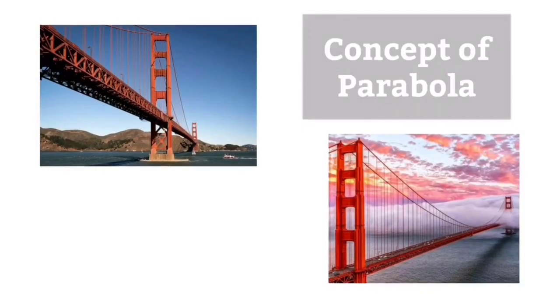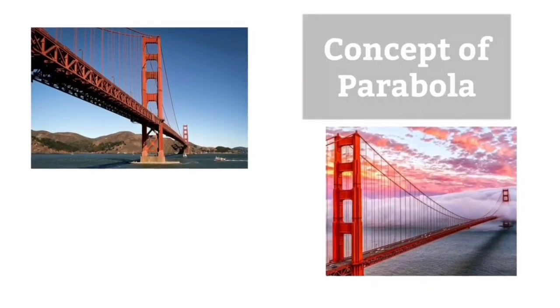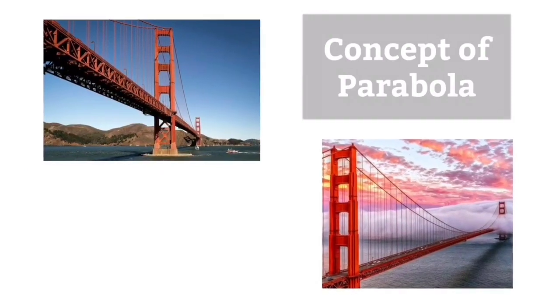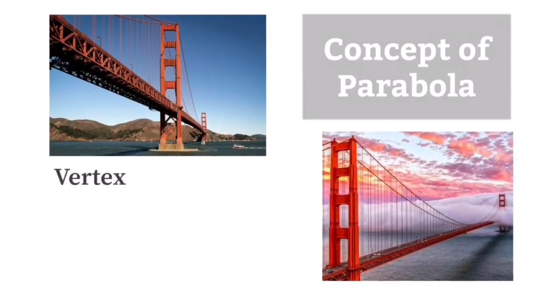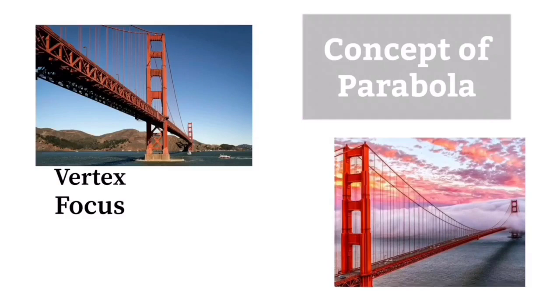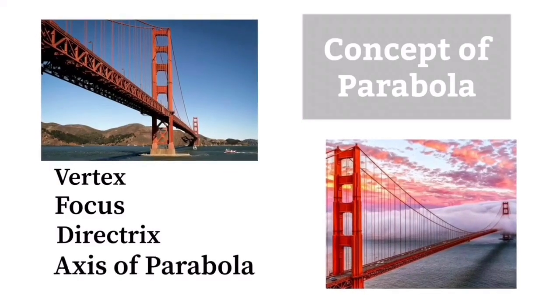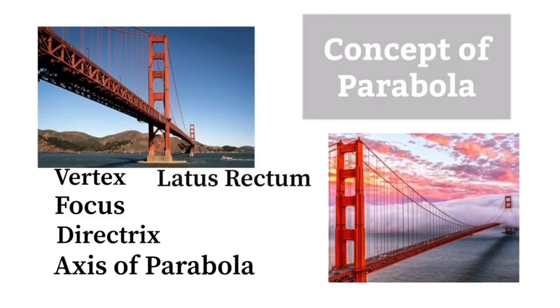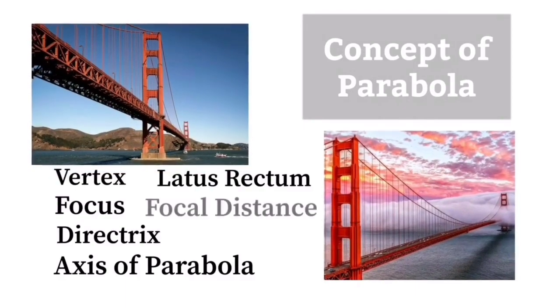For the concept of our parabola, we choose the suspension bridge because we are able to identify the vertex, focus, directrix, axis of parabola, latus rectum, and lastly, the focal distance.